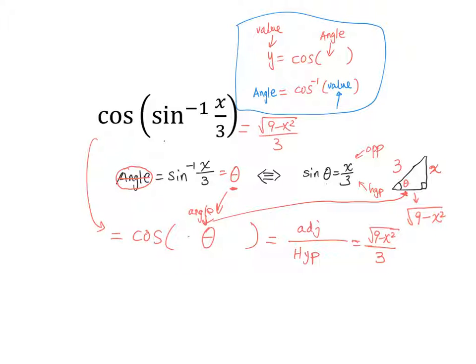Again, a quick recap. It's very important that you treat the input of a regular trig function as an angle and the output as a value, and for the inverse, the input is a value and the output is an angle, so that you can correctly interpret each one and draw the figure.